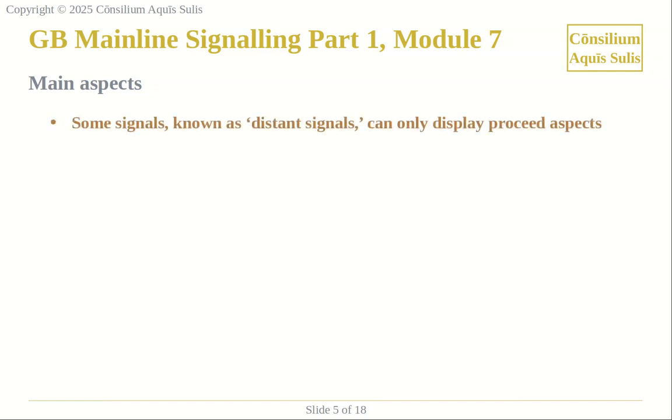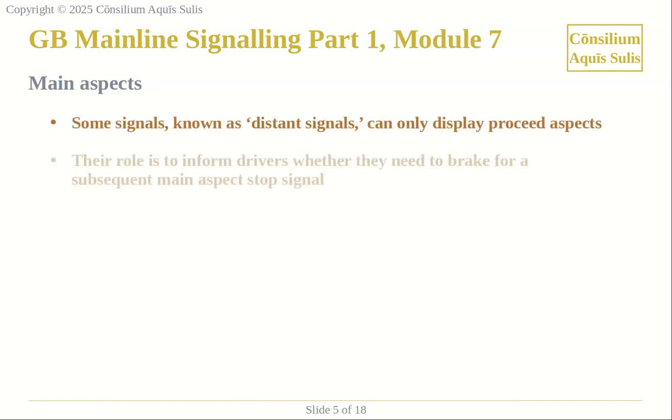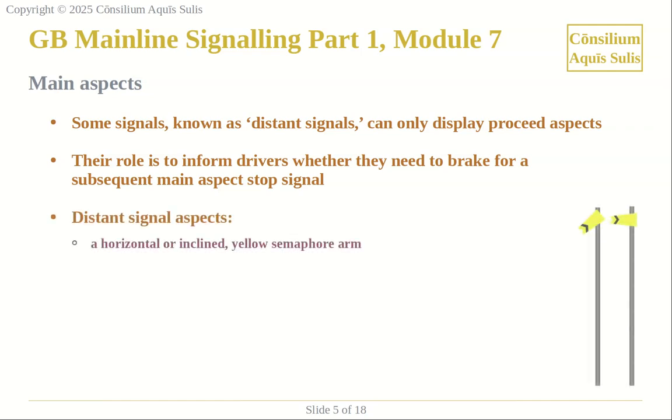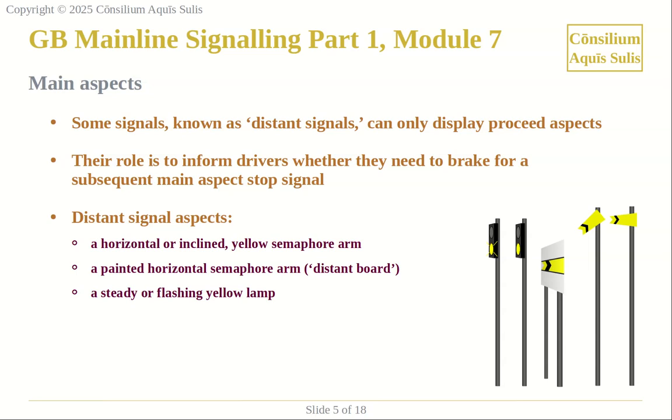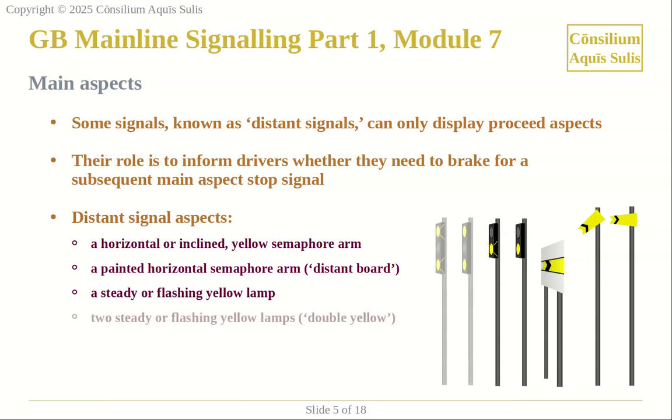Not all signals can display stop aspects. Some signals, known as distant signals, can only display proceed aspects, and their role is to inform drivers whether they need to brake for a subsequent main aspect stop signal. Their aspects can consist of a horizontal or inclined yellow semaphore arm in mechanical signalling, and then a painted horizontal semaphore arm known as a distant board, and then much the same aspects for colour light signalling: steady or flashing single yellow, steady or flashing double yellow, or green lamp.